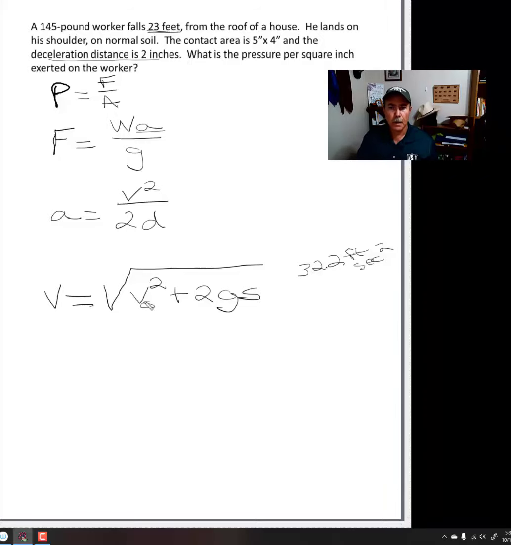Let me go ahead and change my canvas here so I have more room to write, and we'll go ahead and start with velocity. Again, what we're doing here to get pressure, we have to calculate velocity first. Then we have to calculate the rate of deceleration, and once we have that, we can calculate the force. Then once we have the force, we can calculate the pressure.